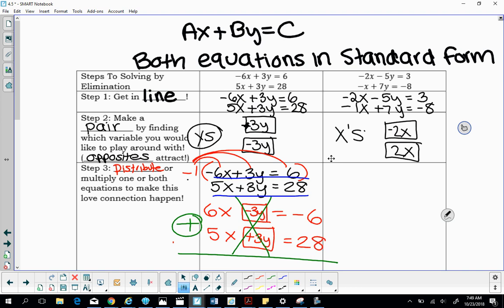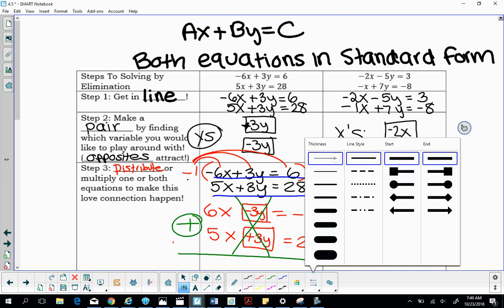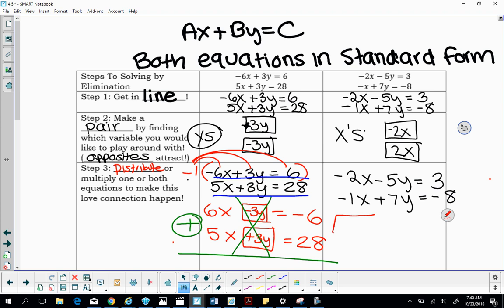So now I'm going to rewrite the equations right here. And so sometimes you will have to multiply both. And so we decided we wanted to play around with the x's. And so right here, I already have negative 2x. I don't want to have to change that one. And we want to make the second one positive 2x.